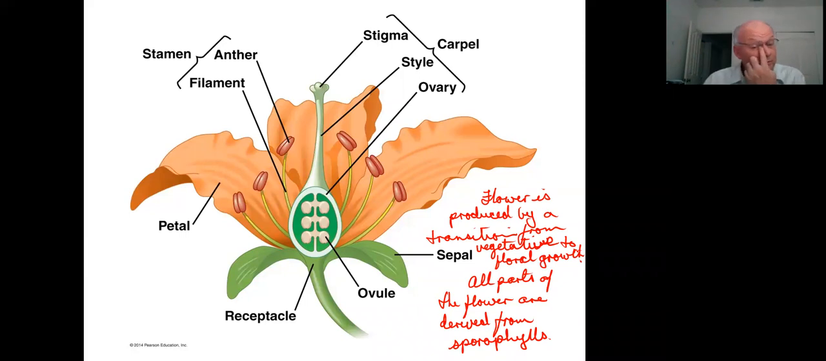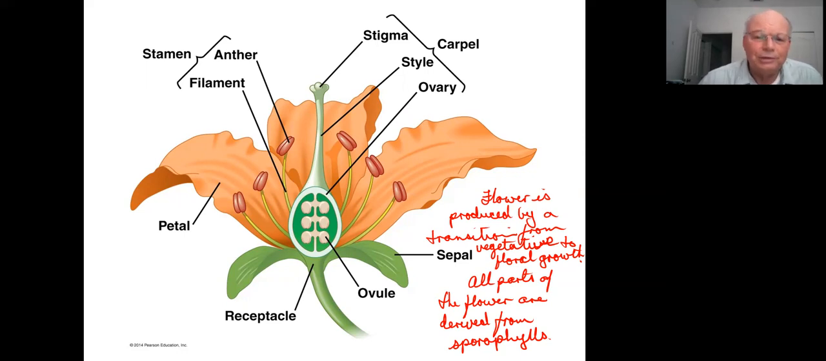and the same is true also in the case of the pine cones and the strobili that we saw in the gymnosperms. There's this transition from what is known as vegetative growth, which produces stems with leaves and so forth, to floral growth, which produces the cones of the gymnosperms and produces the flowers of the angiosperms. And it's all about changes in gene expression that leads to the modification of the sporophylls to these various structures.